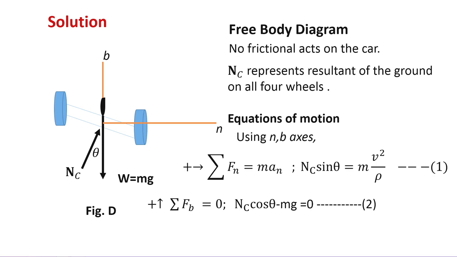Considering the free body diagram, here NC represents the resultant of the ground reaction on all 4 wheels. Using the equation of motion in the normal direction, we get NC sin theta equals m v square by rho, and in the binormal direction we get NC cos theta minus mg equals 0.